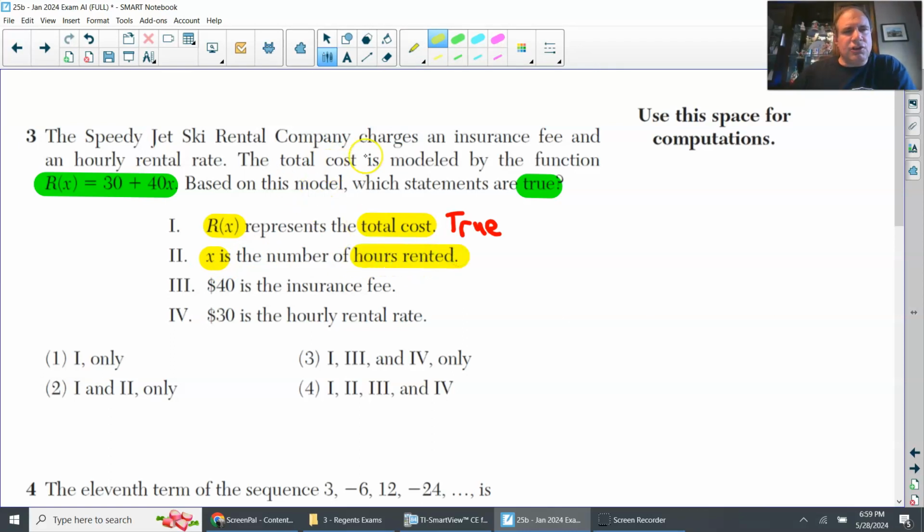Let me see. So if the total cost is this right here, this is an hourly rate, the 40. The x is the hour. It is true. $40 is the insurance fee. No, this is the hourly rate. So that is false. $30 is the hourly. No, $30 is not. It's the insurance fee. So that is false. The only two that are true are 1 and 2. So 2 is your answer.